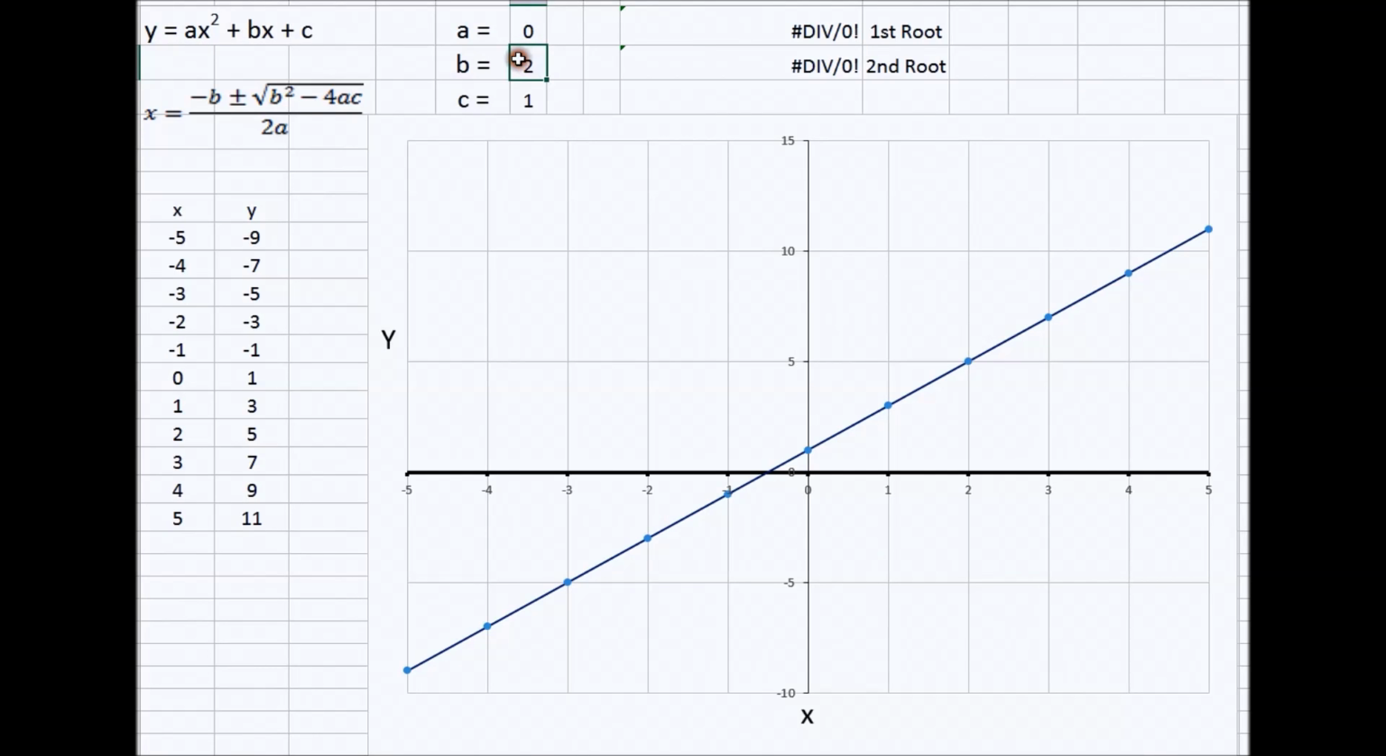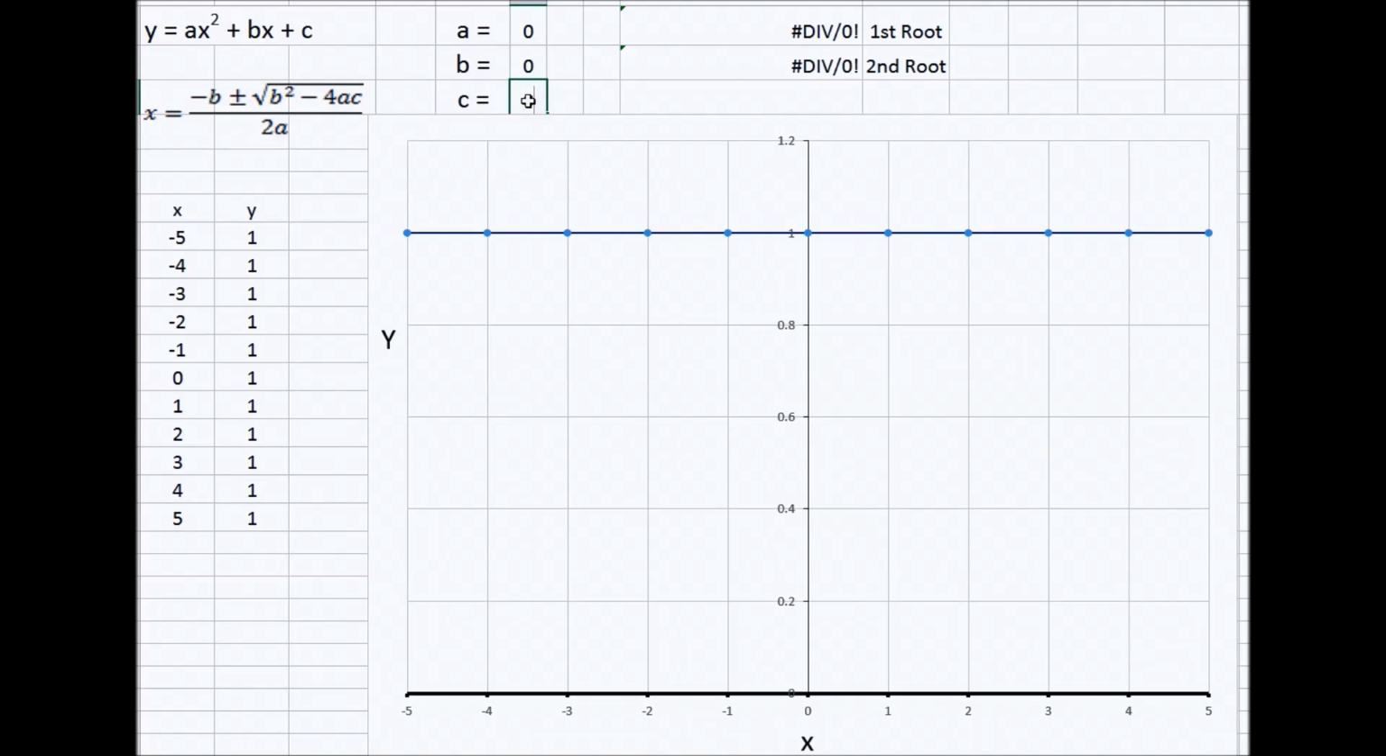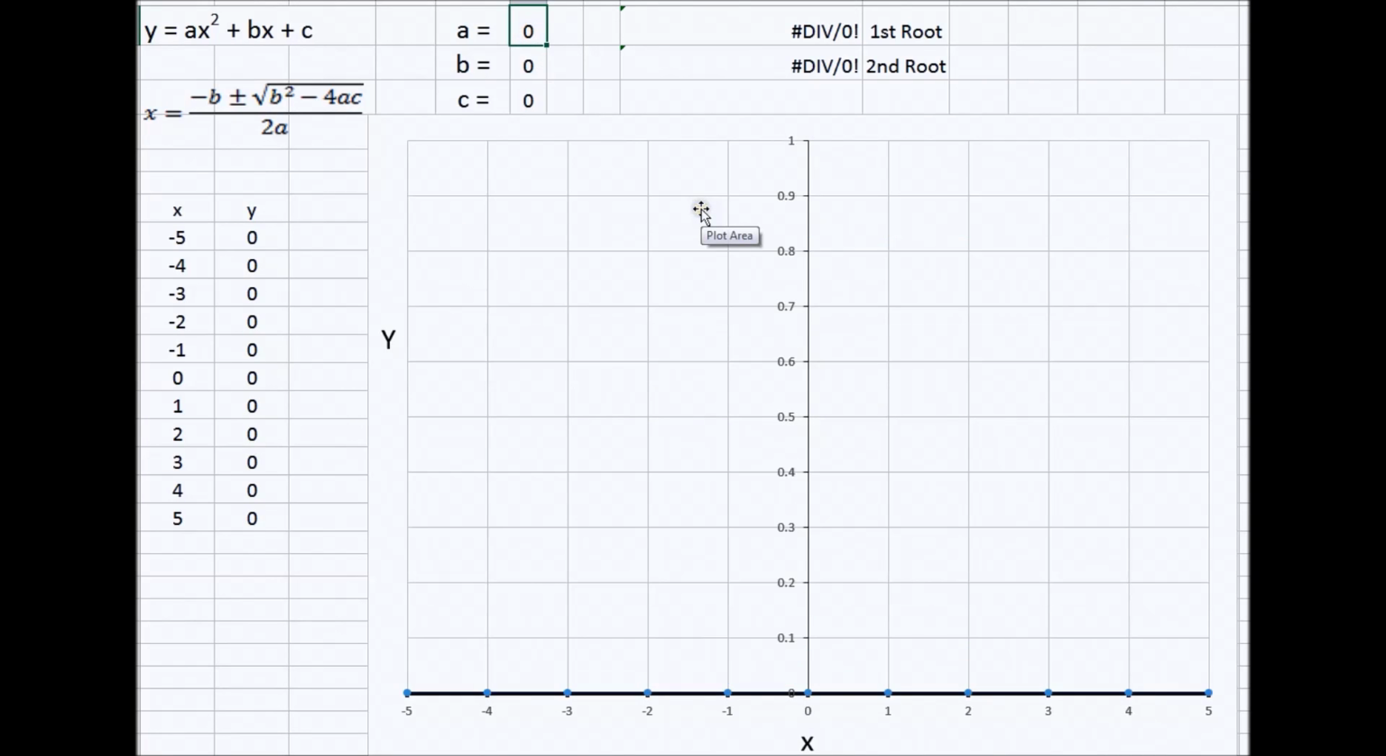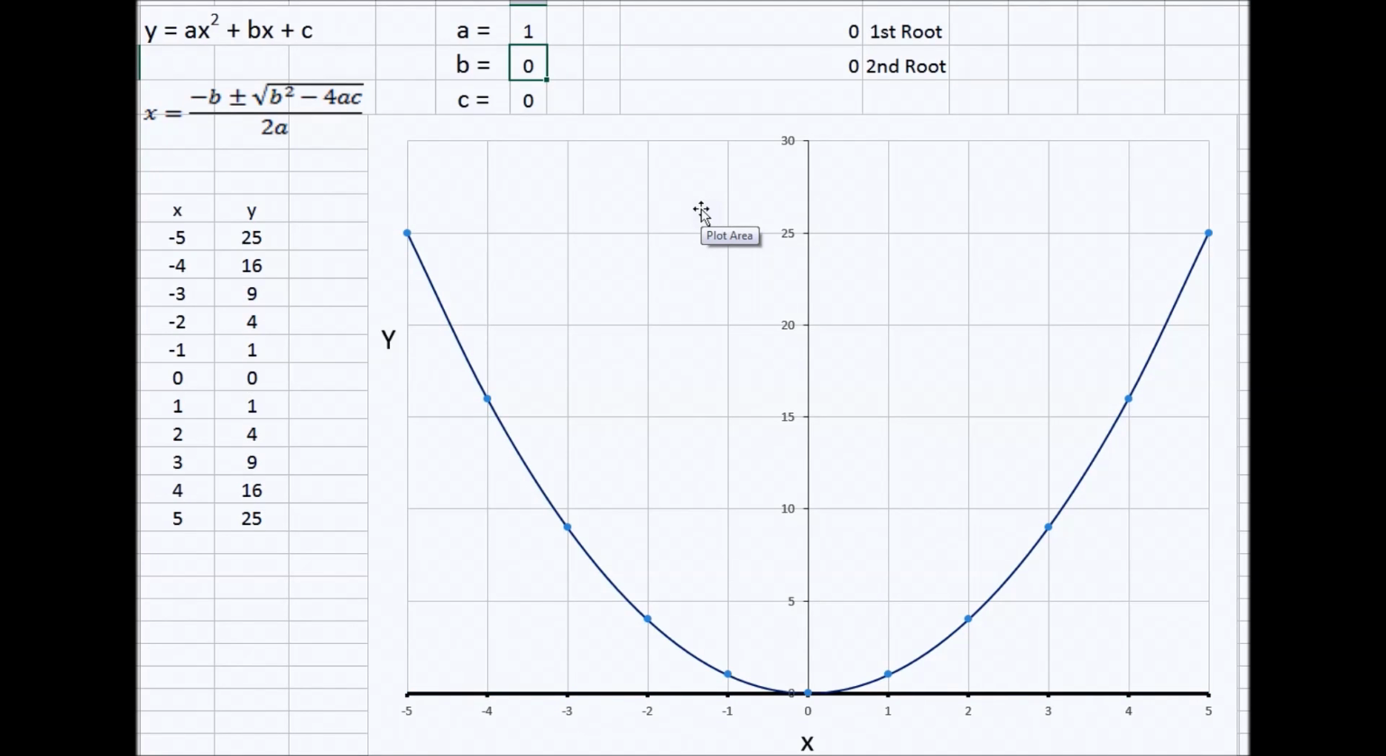So let's take b and c and set them equal to 0, and just put a equal to 1. So y equals x squared. You can see this is a parabolic curve, and it goes through the y-axis at 0.